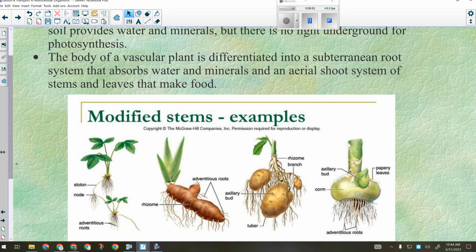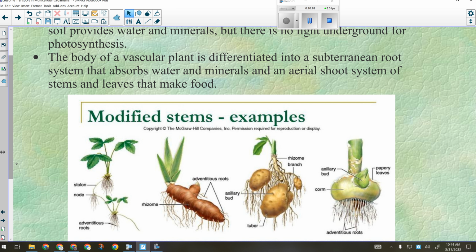Things like onions will also store energy in the base of their leaves. Onions have kind of weird shaped leaves, right? They've got the tubes that come out. The fleshy part of the onion is sweet because it's got sugars stored in it. So rather than storing it as starch, it stores it as sugar in that part.